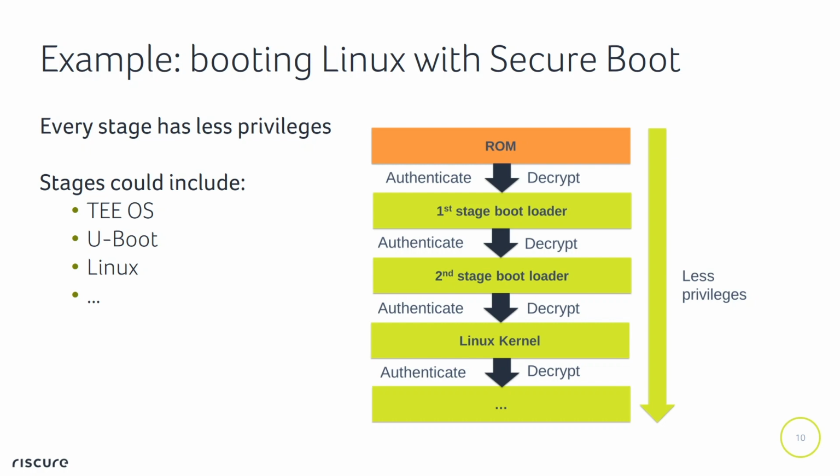We have here what is called a chain of trust. Every stage will verify the next stage. It will authenticate and optionally decrypt. These are bootloader stages that you could have in an actual secure boot implementation for Linux. Well, most likely in your phone, you will have a trusted execution environment operating system. You might have U-boot in other systems. You might have the Linux kernel. So there are several boot stages.